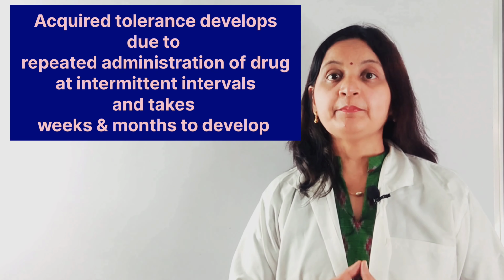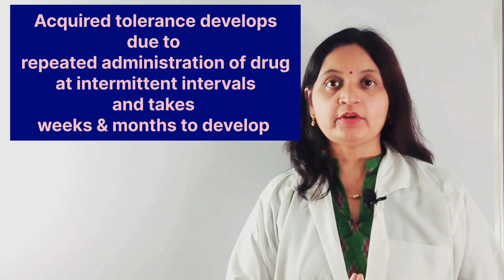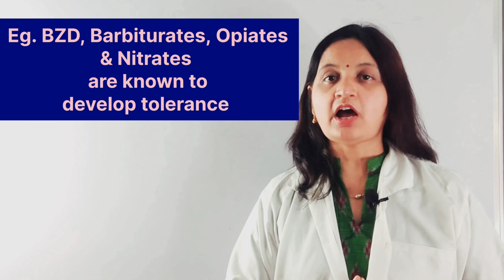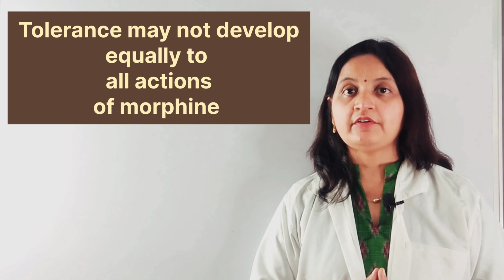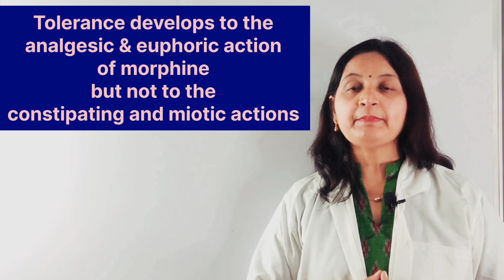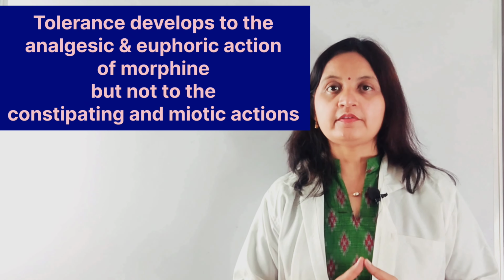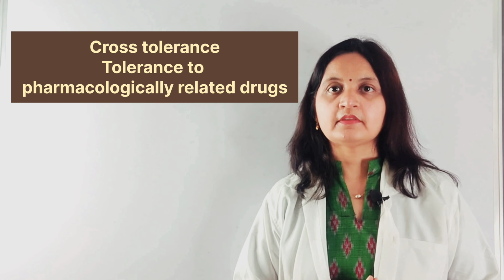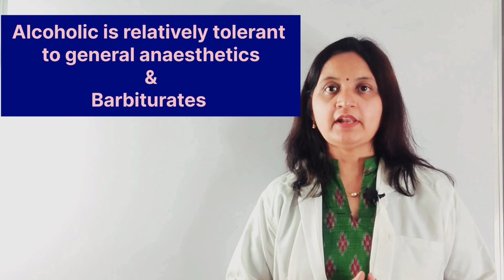Acquired tolerance develops with repeated administration of drug at intermittent intervals and may take weeks and months to develop. For example, benzodiazepines, barbiturates, nitrates, xanthines are known to develop tolerance. Tolerance may not develop equally to all actions of a drug. Tolerance occurs to the analgesic and euphoric action of morphine, but constipating and miotic actions do not develop tolerance. So what is cross tolerance? Cross tolerance is when tolerance occurs to pharmacologically related drugs. For example, an alcoholic is relatively tolerant to barbiturates and general anesthetic agents.